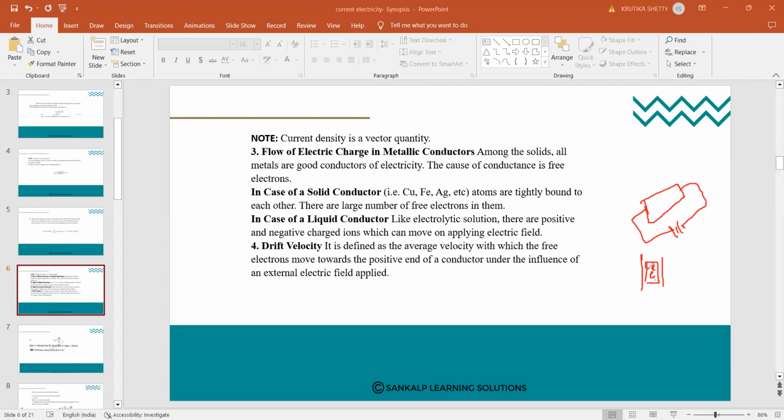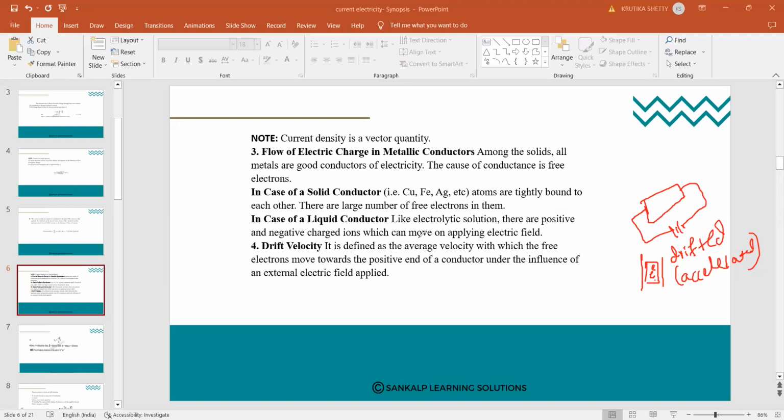When we place it in an external electric field, the electrons will get drifted. Drifted means accelerated. The electrons will get accelerated to some velocity. So that velocity is called what? Drift velocity. Drift velocity is the particular velocity when the electrons get drifted or accelerated in the electric field.